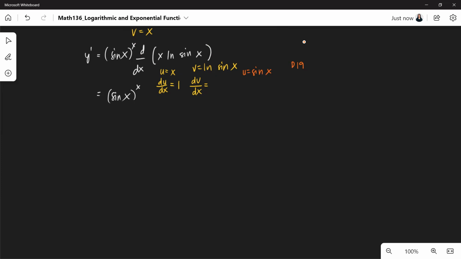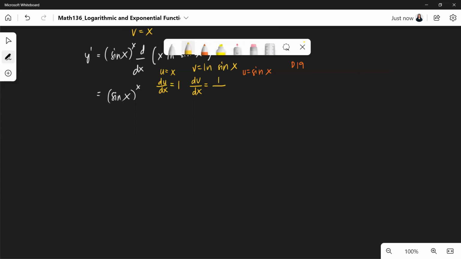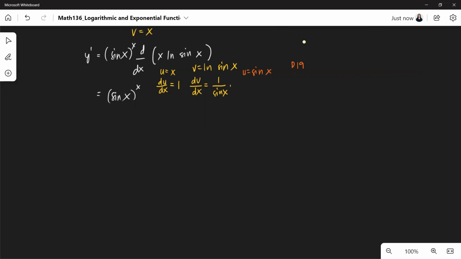So using D19, ln of u is 1 over u. So it's going to be 1 over sine of x times the derivative of the number beside the sine, the notation. So meaning times 1. Okay? So you can do that.